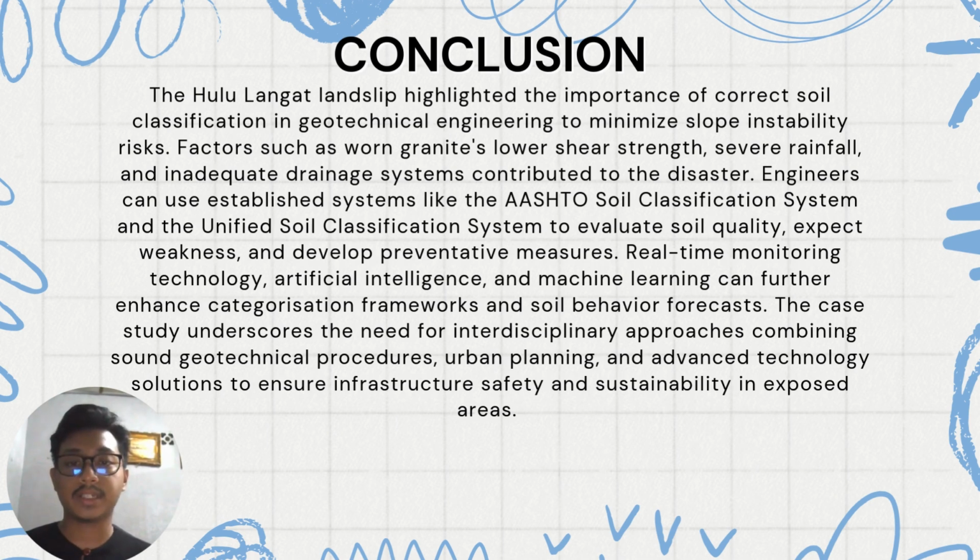Engineers can use established systems like the AASHTO soil classification system and the Unified Soil Classification System to evaluate soil quality, assess weakness, and develop preventative measures. Real-time monitoring technology, artificial intelligence, and machine learning can further enhance categorization frameworks and soil behavior forecasts. The case study underscores the need for a multidisciplinary approach combining sound geotechnical procedure, urban planning, and advanced technology solutions to ensure infrastructure safety and sustainability in exposed areas.